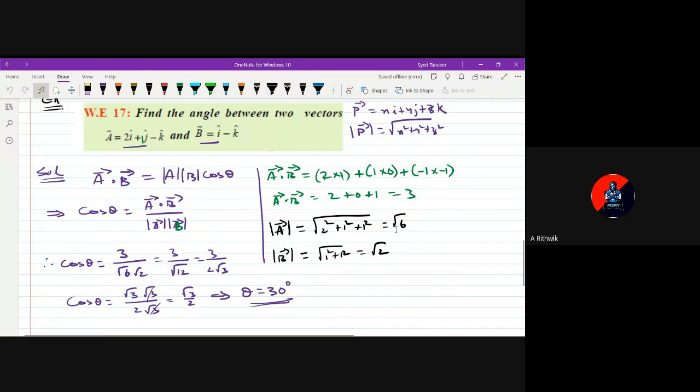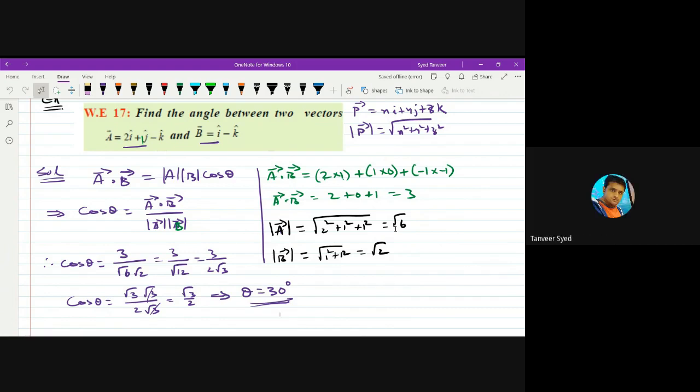Sir, I have a doubt. Sir, so A dot B means we have to multiply the components directly, sir, and magnitudes means root of all the directions' magnitudes. Yes, yes. Okay, sir. Thank you, sir.